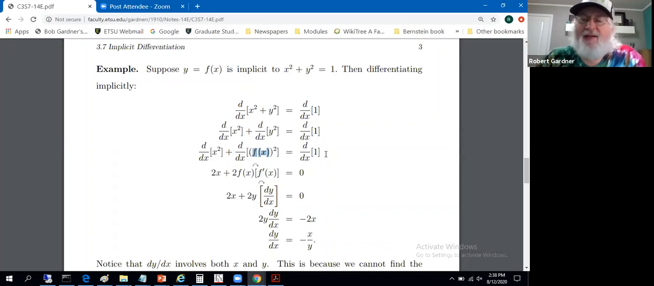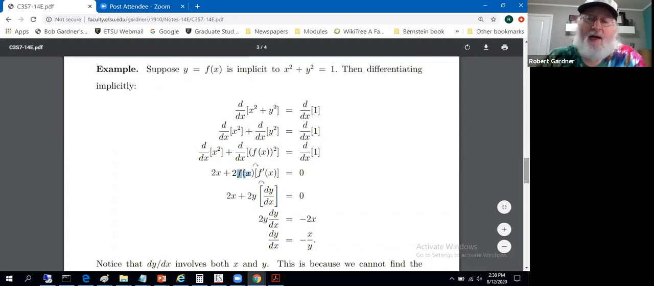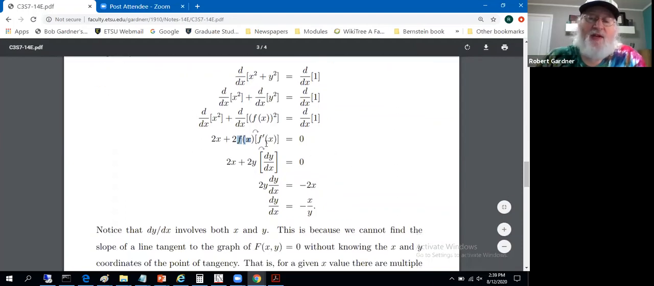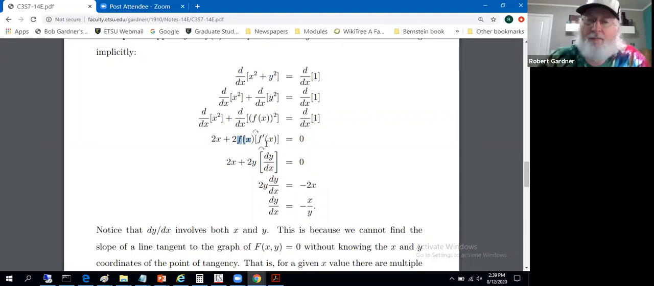And the right-hand side's easy. Derivative of x squared with respect to x, 2x. Derivative of 1 with respect to x, 0. Derivative of f of x squared, chain rule says, bring that exponent of 2 out front as a coefficient, reduce the exponent by 1 to 1, rewrite the inner function, and then chain rule, multiply by the derivative of the stuff inside. The derivative of f of x is f prime of x. In fact, that's what we're looking for. So that produces this equation here.